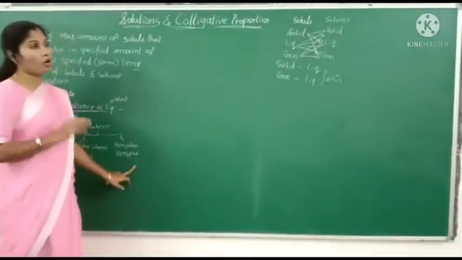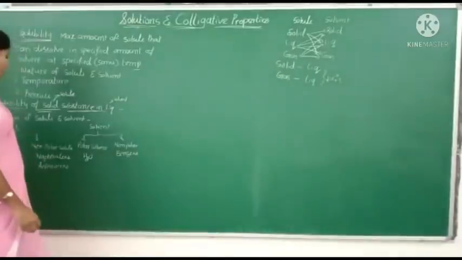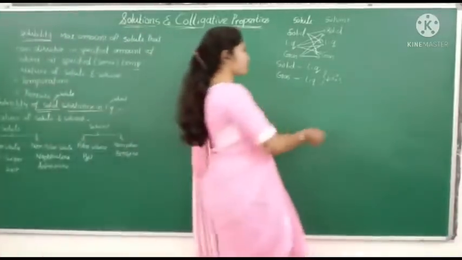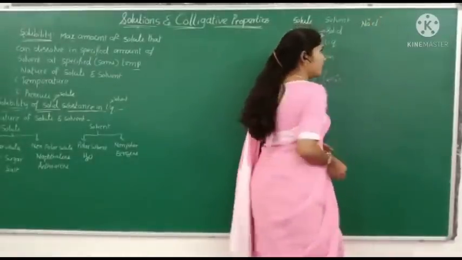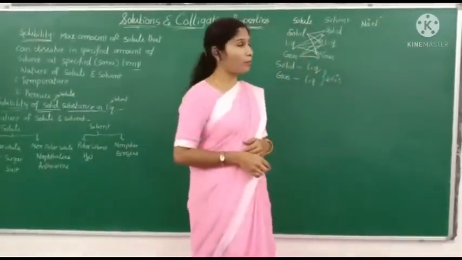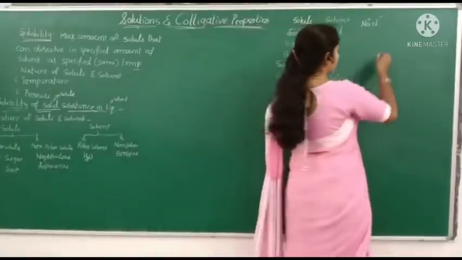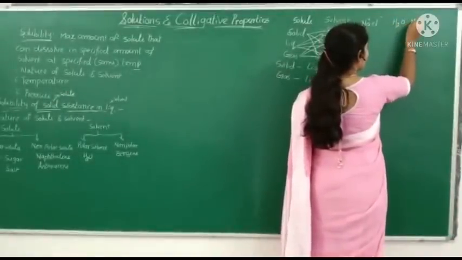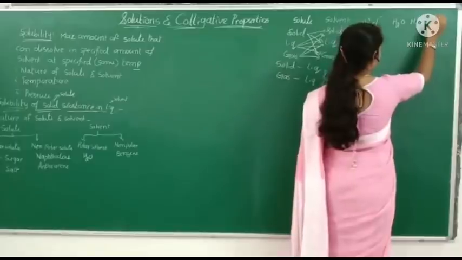What is happening? A polar solute has poles, positive and negative. Suppose we take salt, NaCl. NaCl is an ionic compound, so it can dissociate into Na plus ions and Cl minus ions. Next take water. Water contains H plus ions and OH minus ions. It is also an ionic compound.